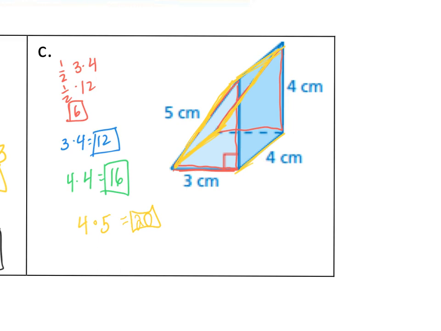Again, remember, we have to count our bases twice, the 2 for the 2 triangles. So 6 plus 6 plus 12 plus 16 plus 20. And when you add those all up, you should get a surface area of 60 centimeters squared.